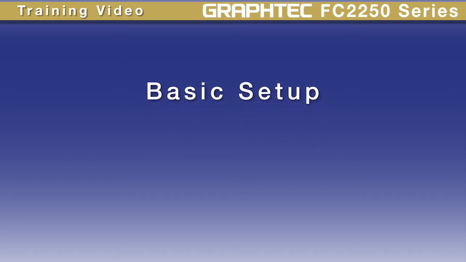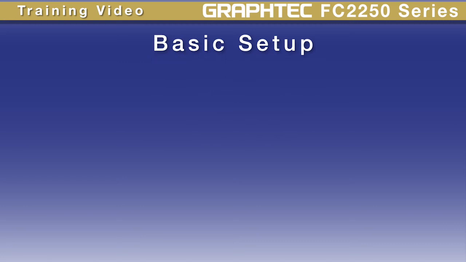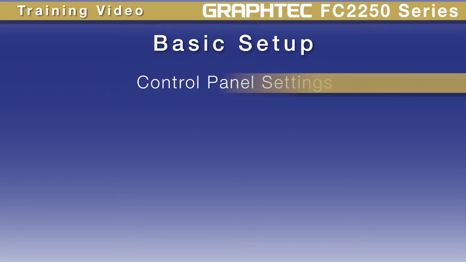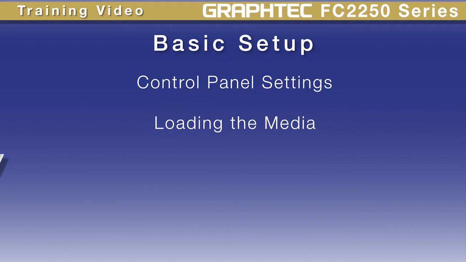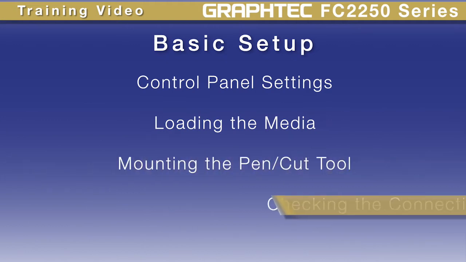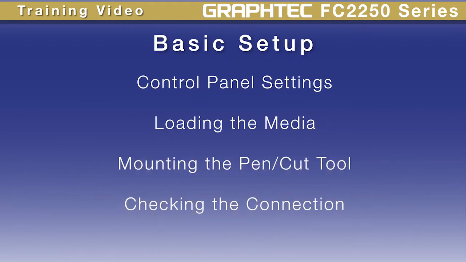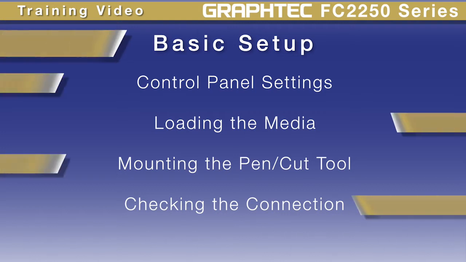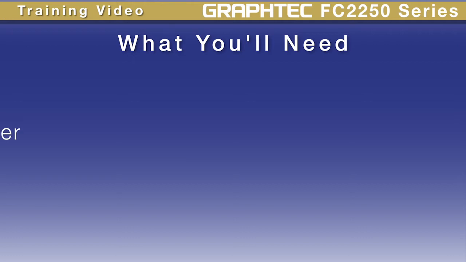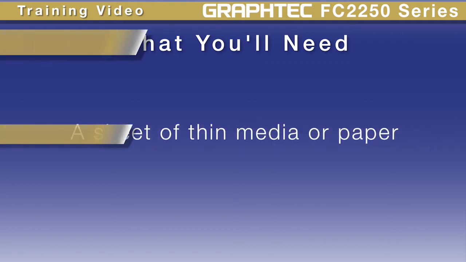In this lesson, we'll show how to get your cutter operational. We'll adjust the necessary control panel settings, load media, mount a pen tool, and then send a job from Cutting Master 2 to ensure that the connection is good between the computer and the cutter. What you'll need for this is a sheet of paper or thin media to plot on.